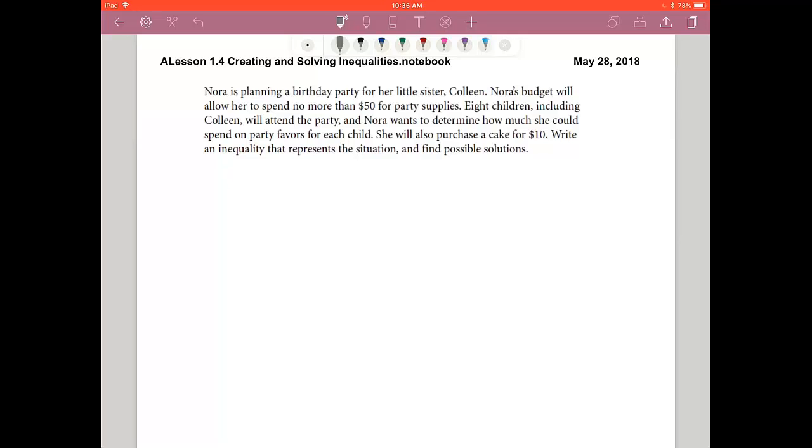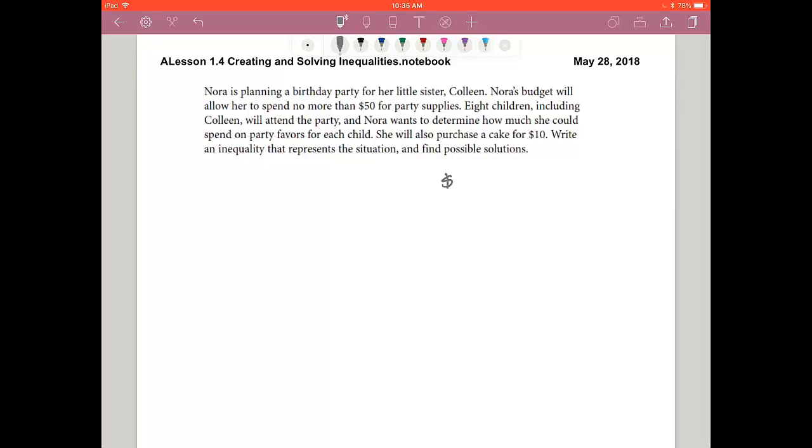So here's an example. Nora's planning a birthday party for her little sister, Colleen. Nora's budget will allow her to spend no more than $50 for party supplies. So that means that she can spend up to $50. She can spend less than $50, but she cannot exceed $50. 8 children, including Colleen, will attend the party. Nora wants to determine how much she could spend on party favors for each child. She will also purchase a cake for $10. Write an inequality that represents the situation and find possible solutions.